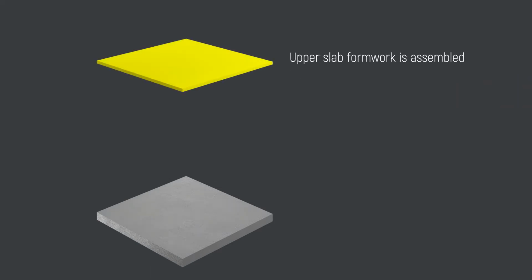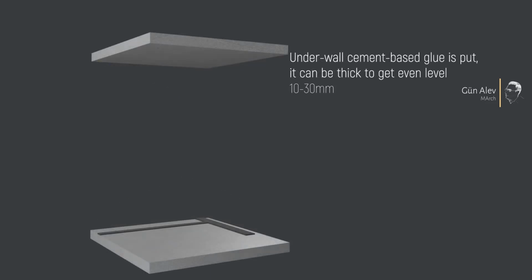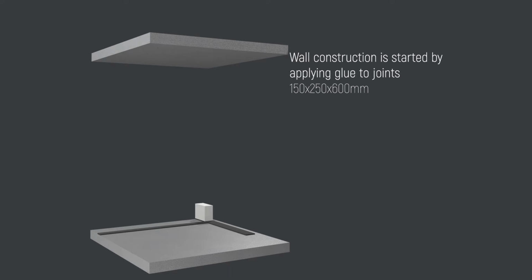Formwork is assembled. Electric lines are applied. Slab concrete is poured. Glue is laid. Wall construction is started by applying glue to joints.